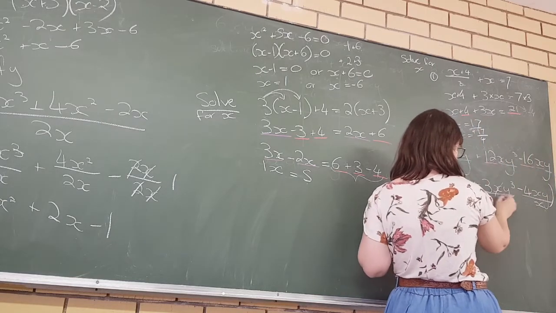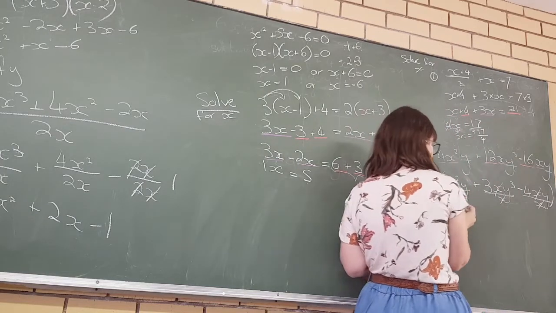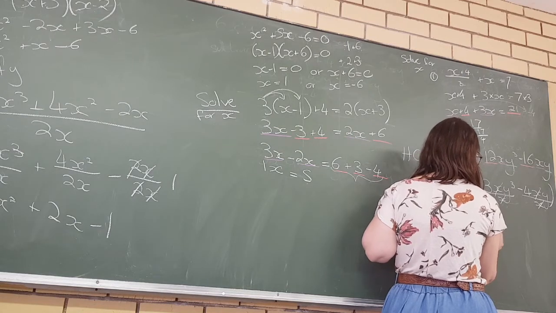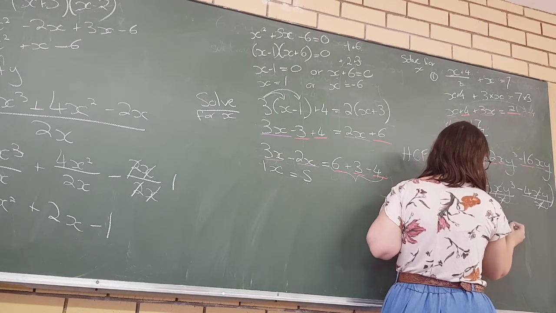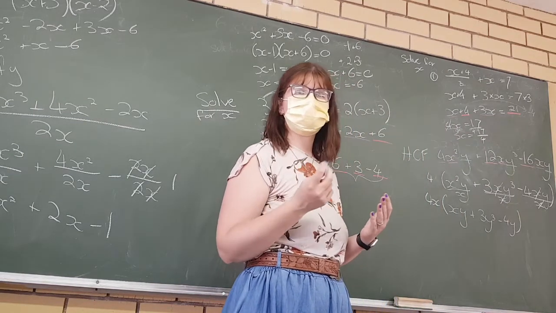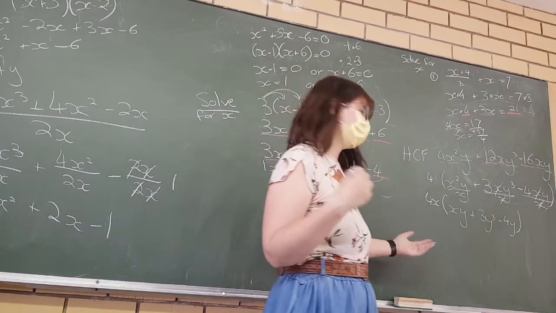So I can see here my x's cancel. And then here I've got x squared divided by x gives me x, y plus 3y cubed minus 4y. So I'm taking a lot of steps to do this. If you can do it in a shorter way, you're welcome to. But if not, here are the steps.